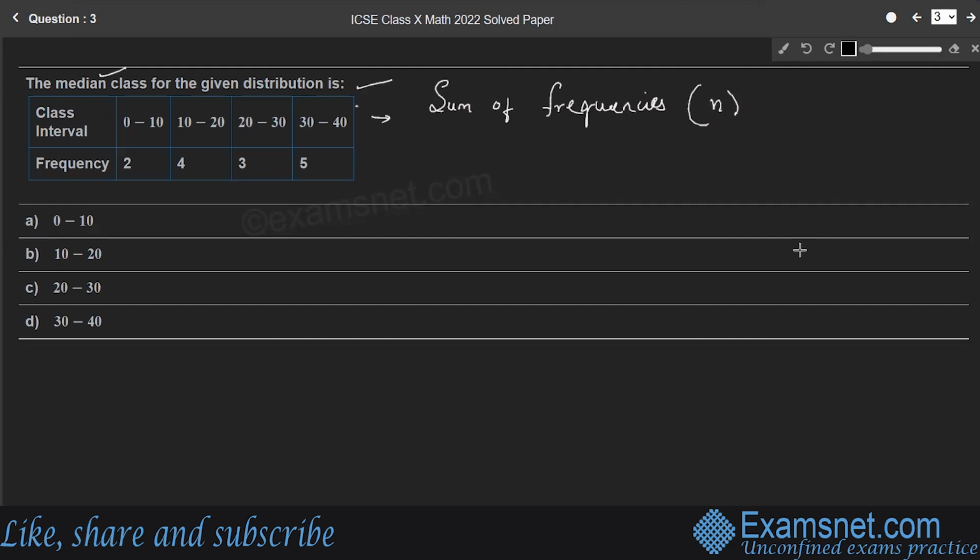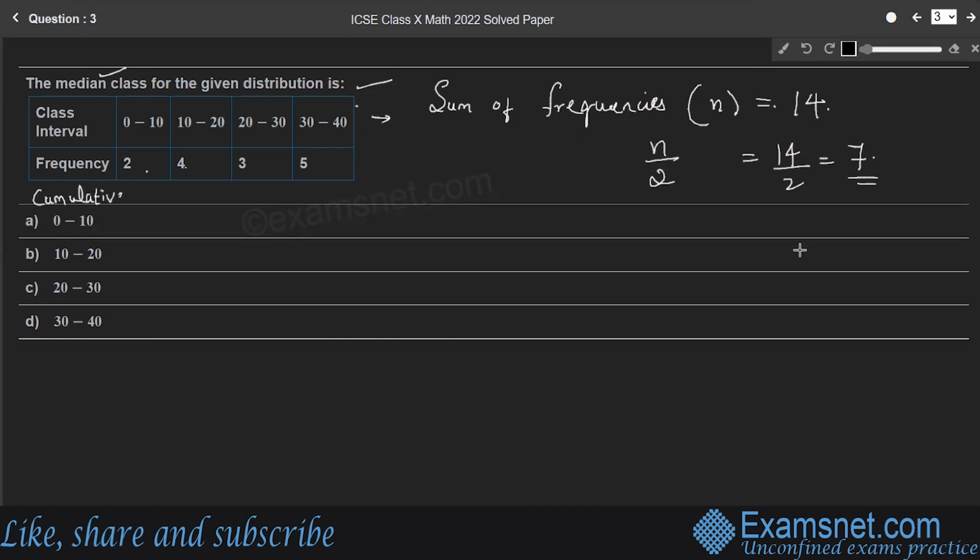So n is equal to 2 plus 4 plus 3 plus 5, which is 8 plus 4, 12, plus 2, 14. So sum of frequencies is 14 and n by 2 is 14 by 2, which is 7. Now consider cumulative frequency.